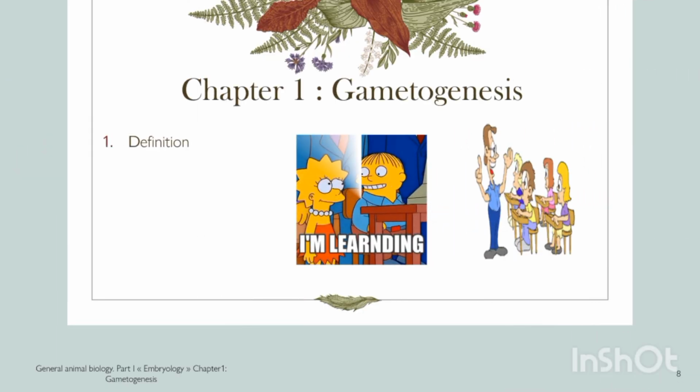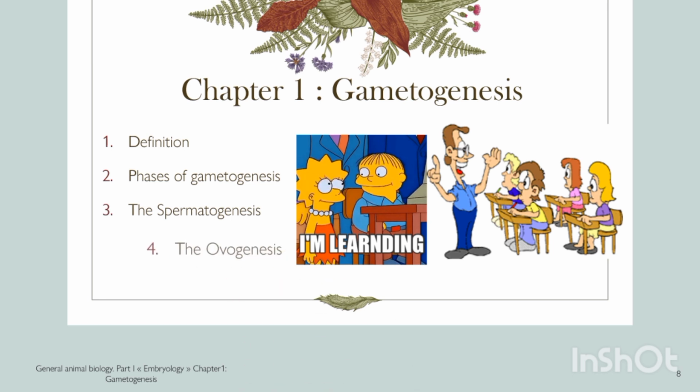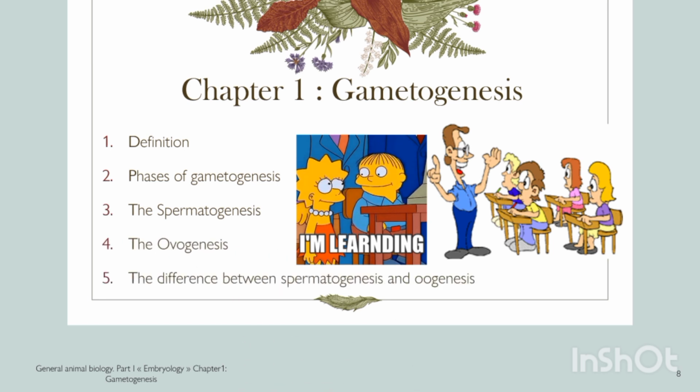Let's move on to the first chapter on gametogenesis. In this chapter, firstly, we will define gametogenesis, then we will take a look at the phases of gametogenesis, and then we will explain spermatogenesis and ovogenesis. A final point on the differences between spermatogenesis and ovogenesis will be covered at the end of this chapter.